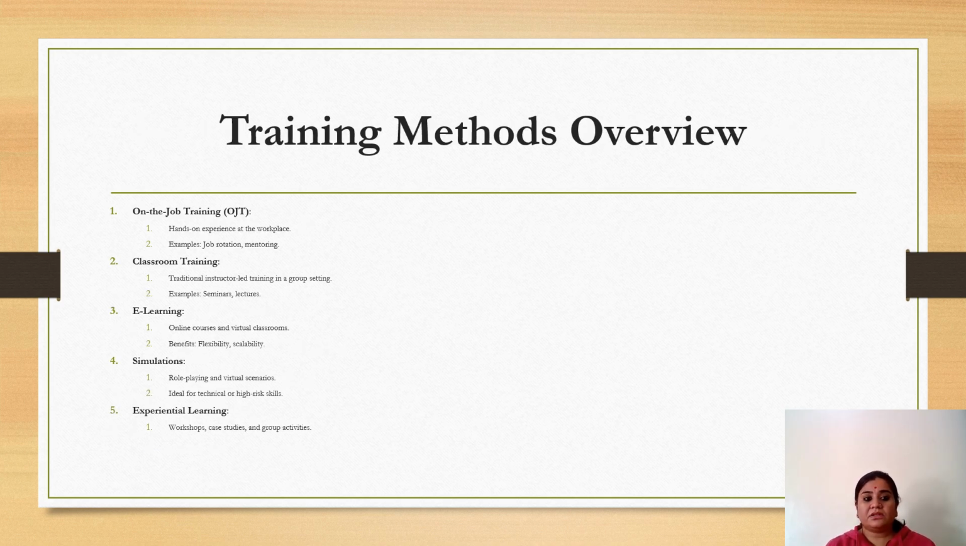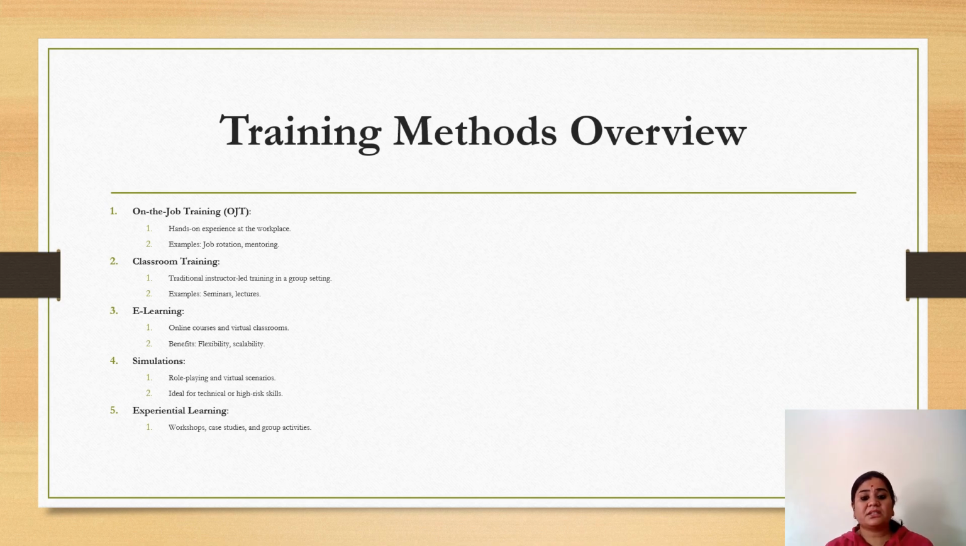In this, we will learn there are various common training methods. The first one is OJT. We can also say it's on the job training. It means hands-on learning at the workplace where employee acquires skills by performing tasks. Example, you can say job rotation, mentoring, shadowing, apprenticeship.